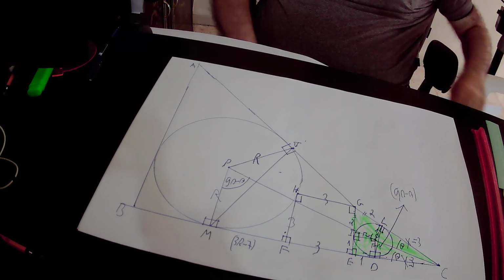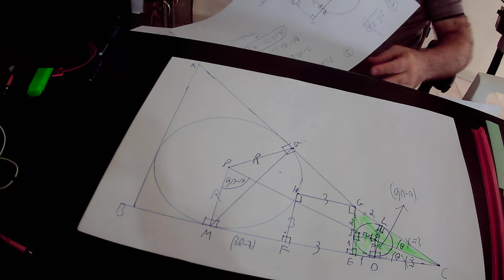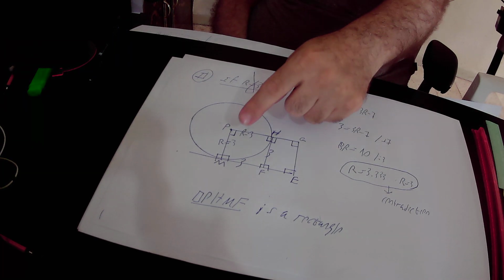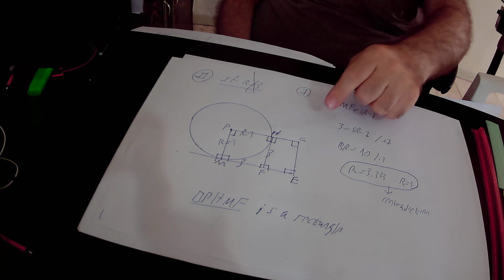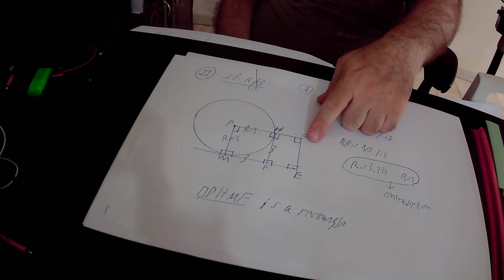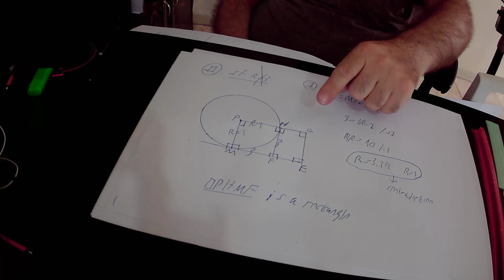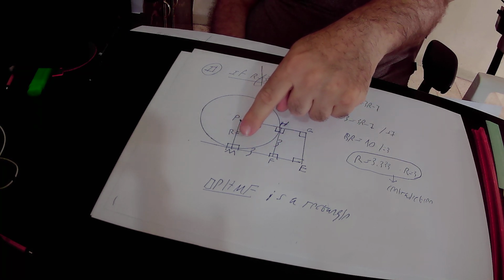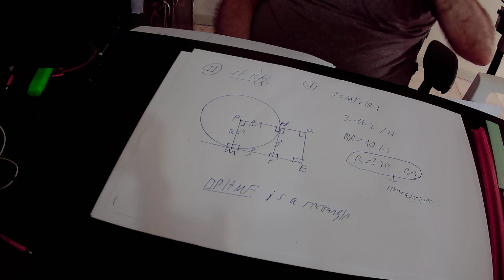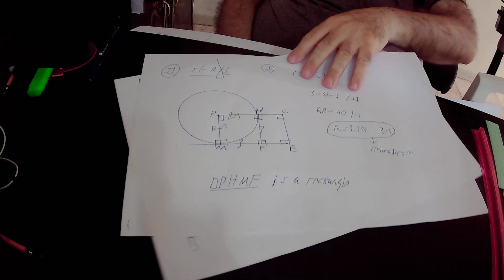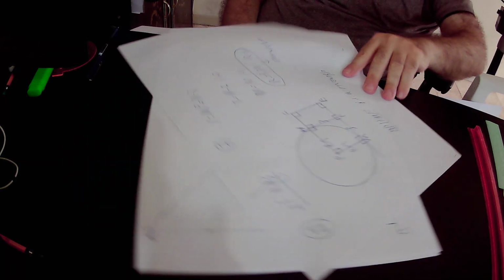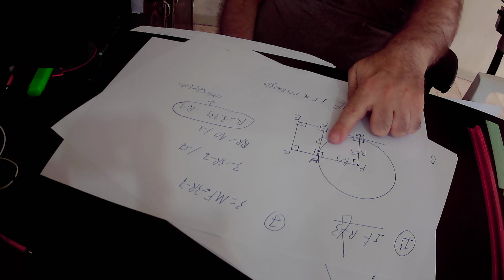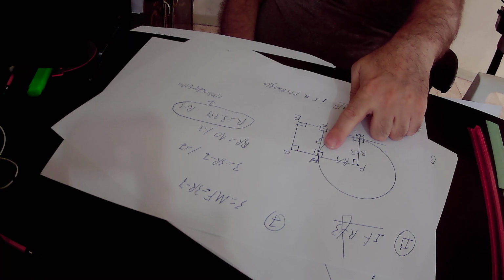Then we examine the second case, that R is equal to 3 units. If R equals 3 units, it means that the radius of this circle is equal to 3 units, and we also know that all the sides of the square are equal to 3 units. Here this angle equals 90 degrees according to rule number 3, and this angle again equals 90 degrees according to rule number 1. And this angle, we have the radius drawn to the point of tangency, therefore this angle will also be equal to 90 degrees.